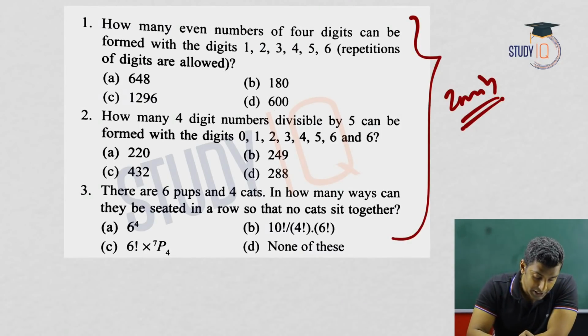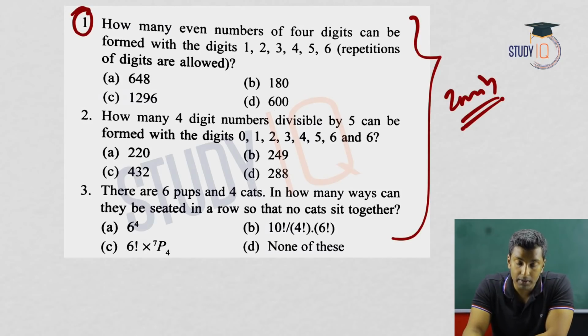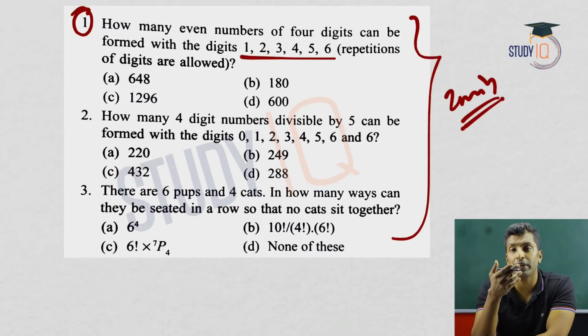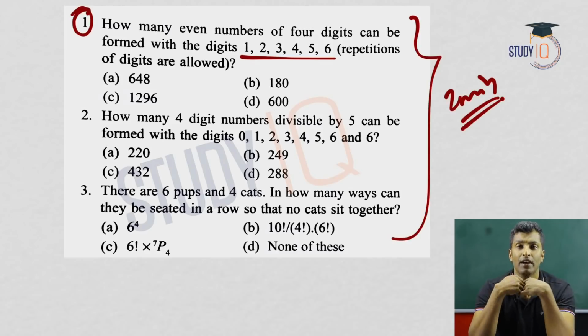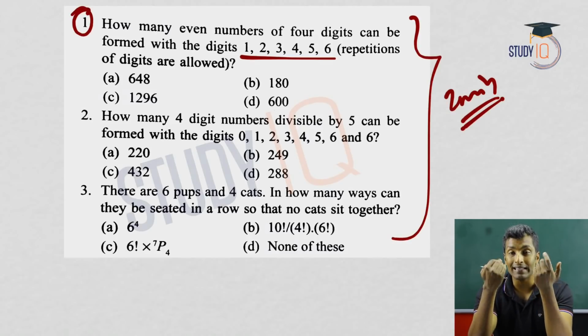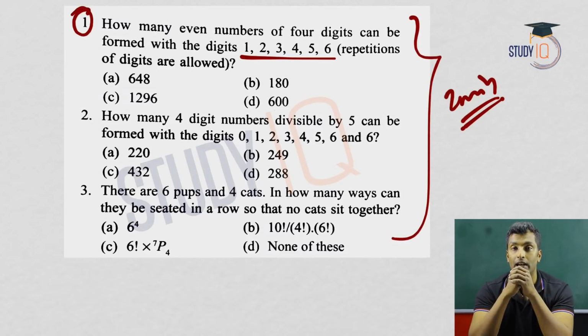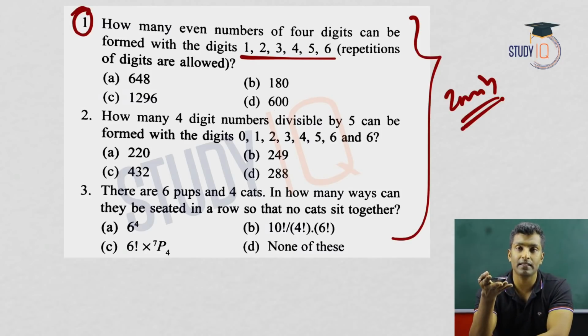Okay, so the first question: how many even numbers of 4 digits can be formed with the digits 1, 2, 3, 4, 5, 6? Repetitions of digits are allowed. I told you when we discussed already, if repetition is allowed, it will be given in the question itself. If it is not given, you have to understand that repetition is not allowed. So here they are saying repetition is allowed, so obviously you can repeat.